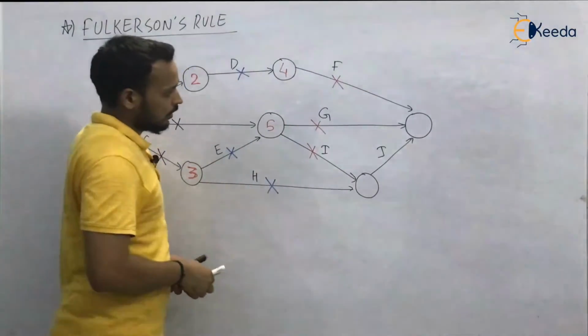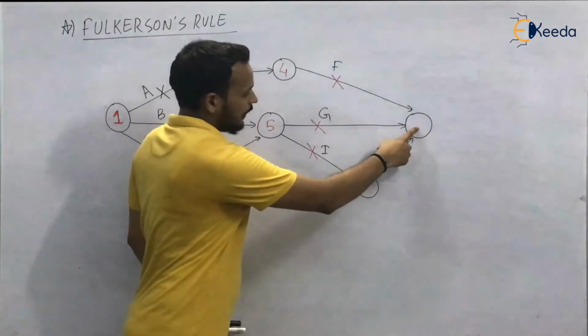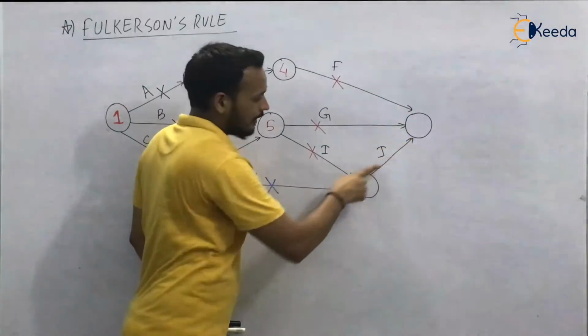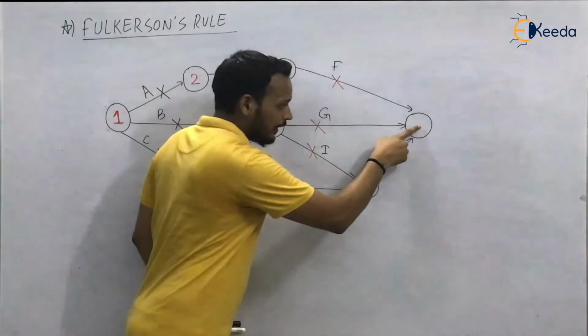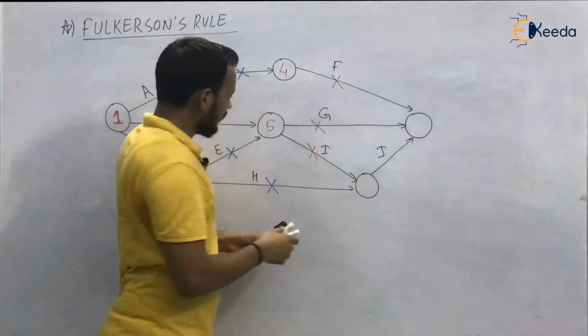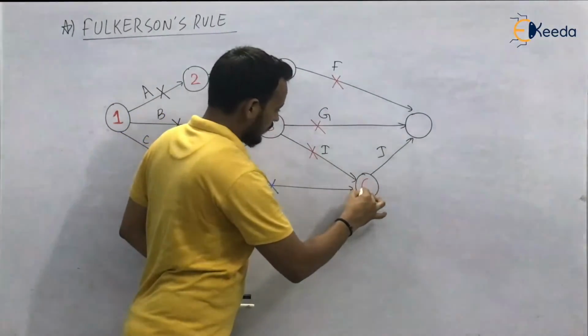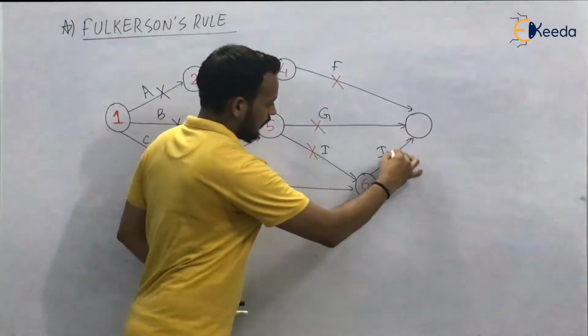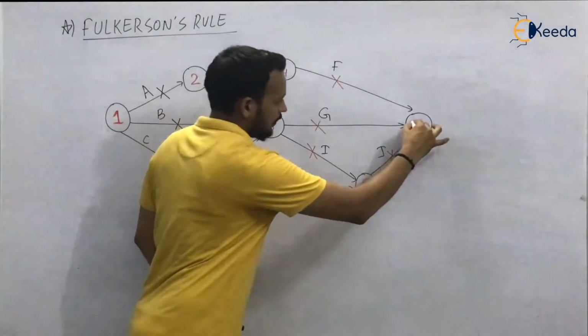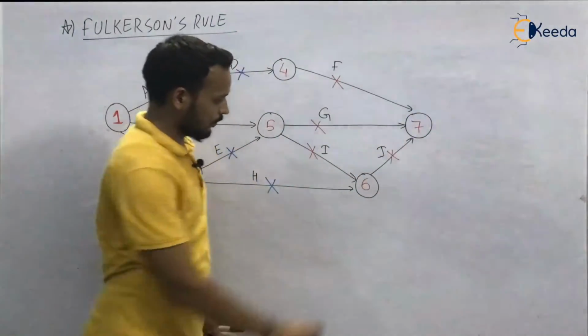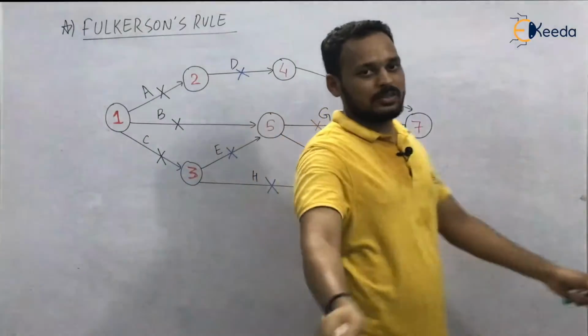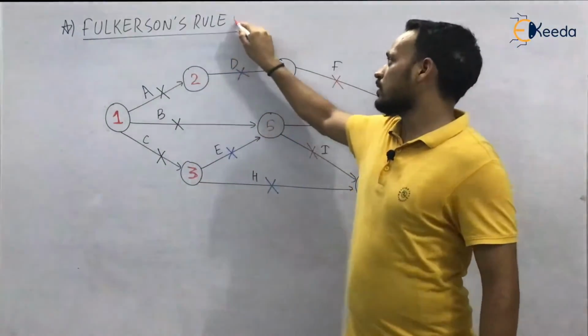Now look. It cannot be named because J is an incoming activity into this node. Name this one 6, and for the last one, cut this activity. The last one will be 7. So it has been completed. And this is only Fulkerson's rule.